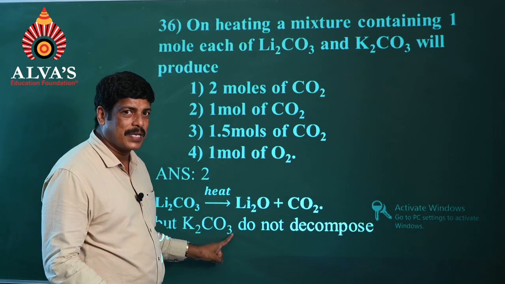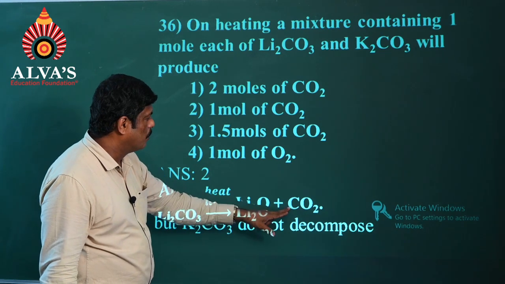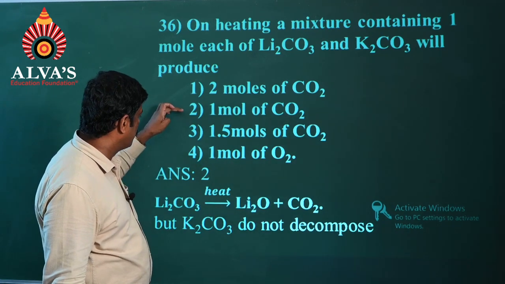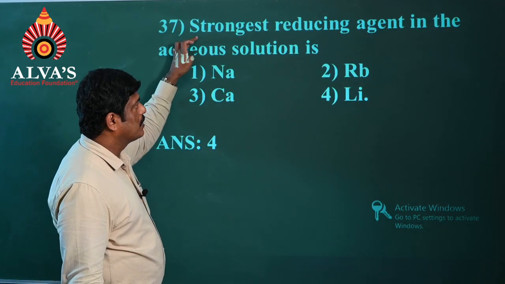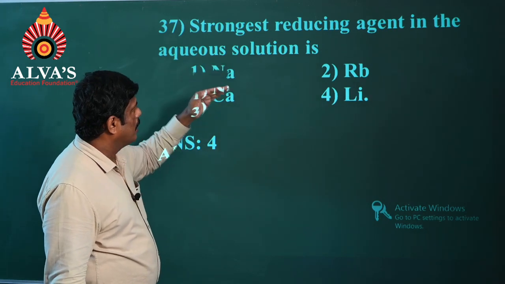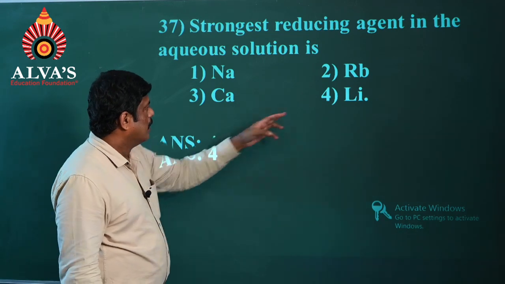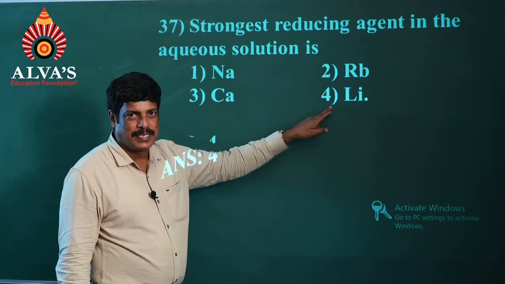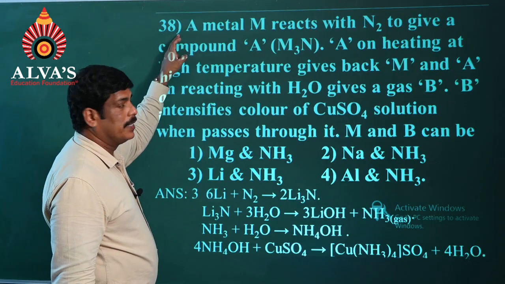Hence, it cannot produce the carbon dioxide gas. Hence, Li2CO3 produces 1 mole of carbon dioxide gas. Hence, the option must be the second one. Question number 37. The strongest reducing agent in aqueous solution is Na, Rb, Ca or Li. Obviously, it is very simple. Lithium is the strongest reducing agent. The option is the fourth one. Let's go for the 38th question.